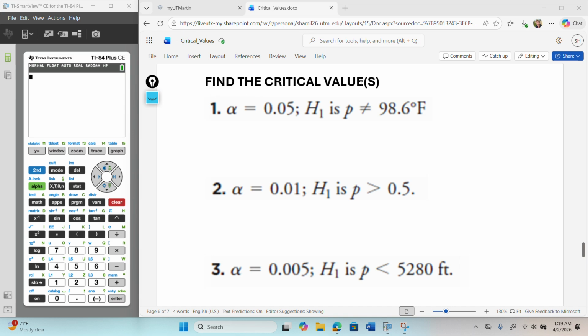Suppose we're being asked to find some critical values and we're given this limited information. How would we go about that? Well, the first thing you need to know when finding critical values is the type of test is determined by the symbol in the alternative hypothesis. So this tells me we're going to have a two-tailed test.